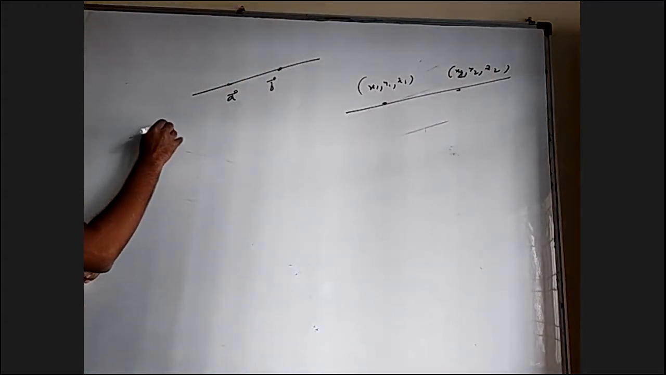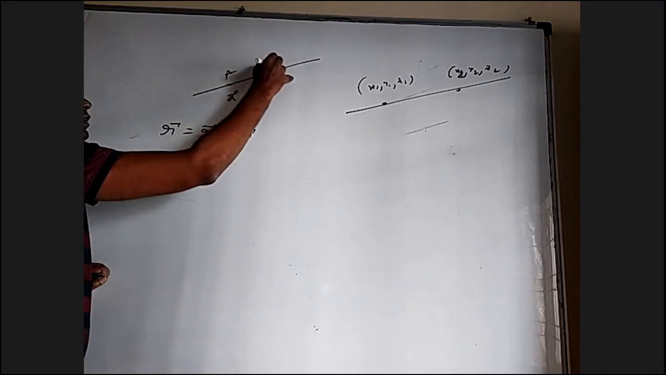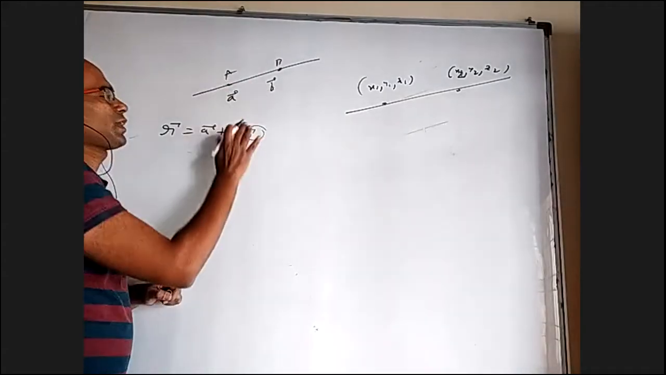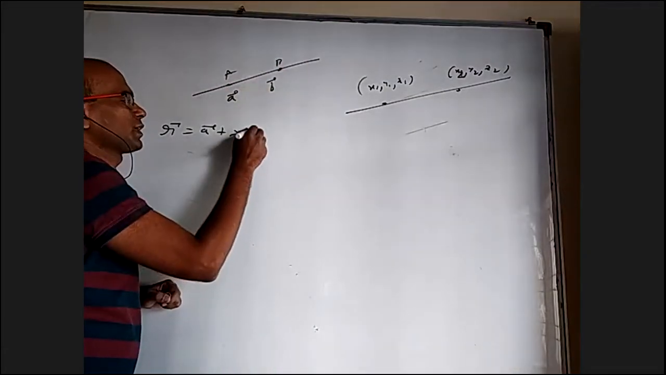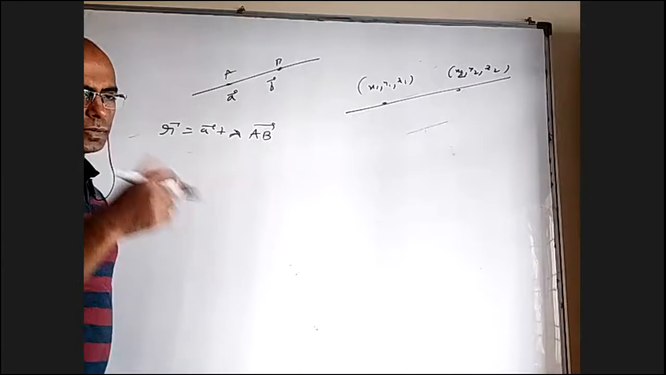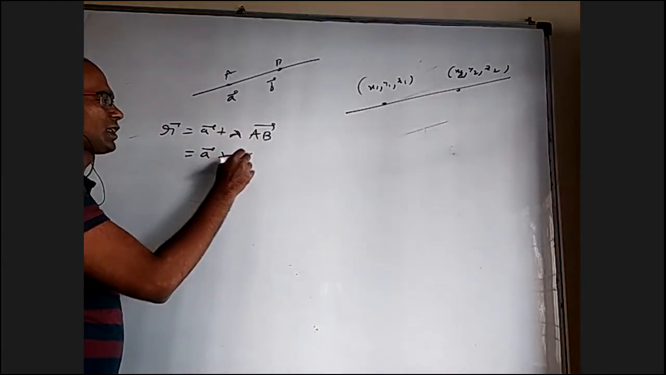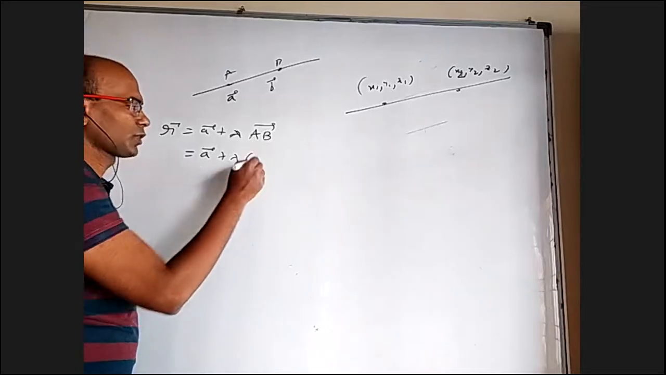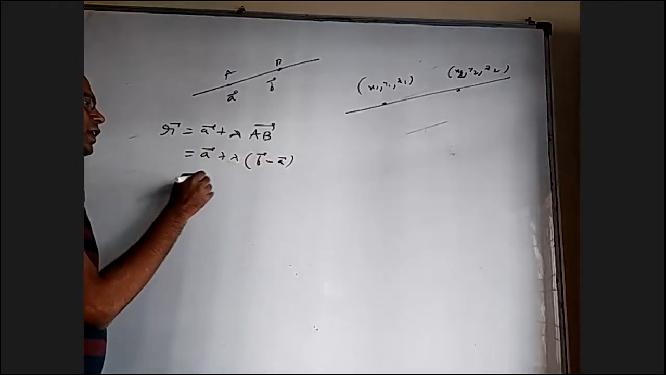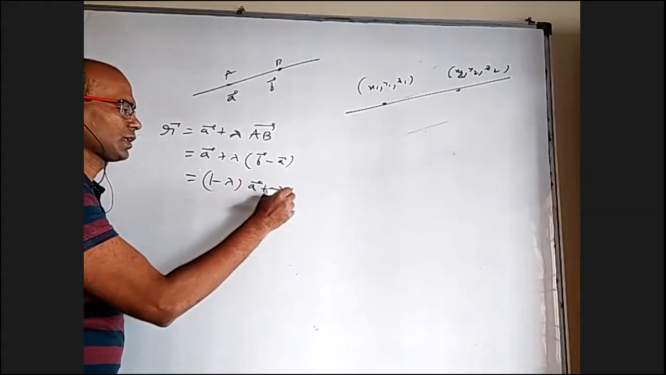In the previous formula, which is r bar equal to a bar plus lambda b bar, there b bar should be a vector parallel to the line. Here, what is a vector parallel to the line? It is AB itself. So that b bar is different from this b bar. When you open this, you will get a bar plus lambda into AB. You can write OB minus OA, which is b bar minus a bar. When you open it up, you will get (1 minus lambda) into a bar plus lambda b bar.